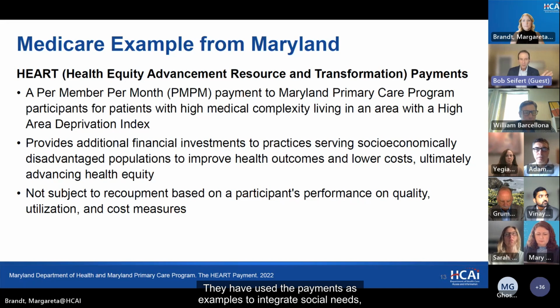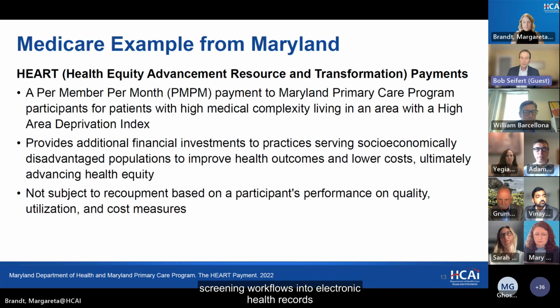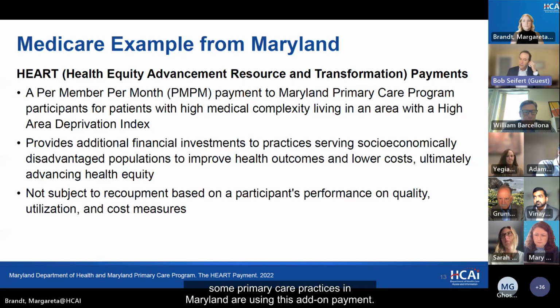They have used the payments, for example, to integrate social needs screening workflows into electronic health records, to create relationships with community-based organizations that are working on food assistance issues, and to hire community health workers. Those are just examples of how some primary care practices in Maryland are using this add-on payment.